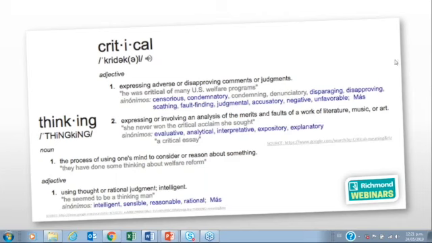Any last comment? Okay, good couple of definitions.